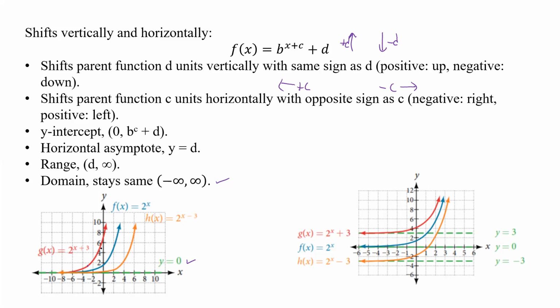The only thing that changes there is where we're actually hitting the vertical axis. But here, our range is now from 3 to infinity. Here it was from 0 to infinity. And here it is from negative 3 to infinity. So those are the kinds of things you'll see with vertical and horizontal shifts. All right, so let's pause there and we'll come back for more.